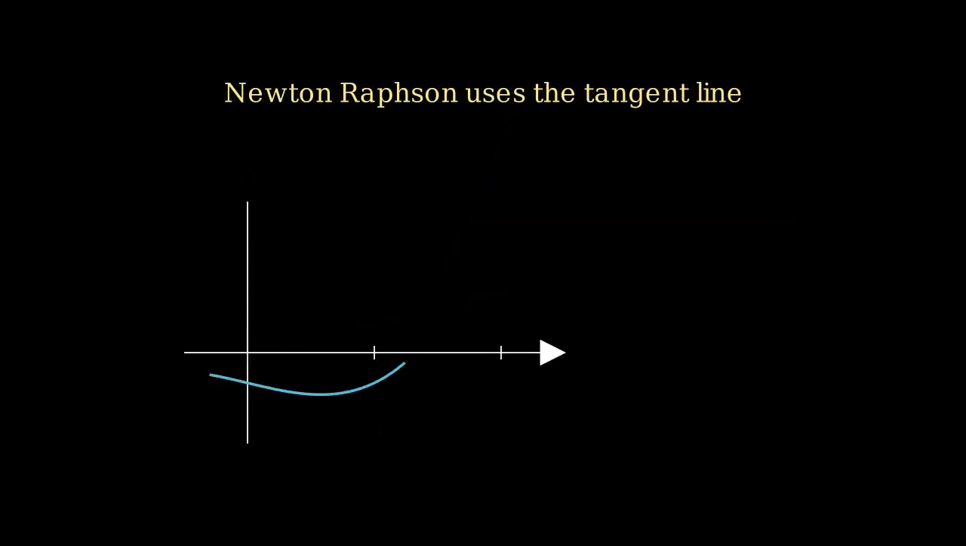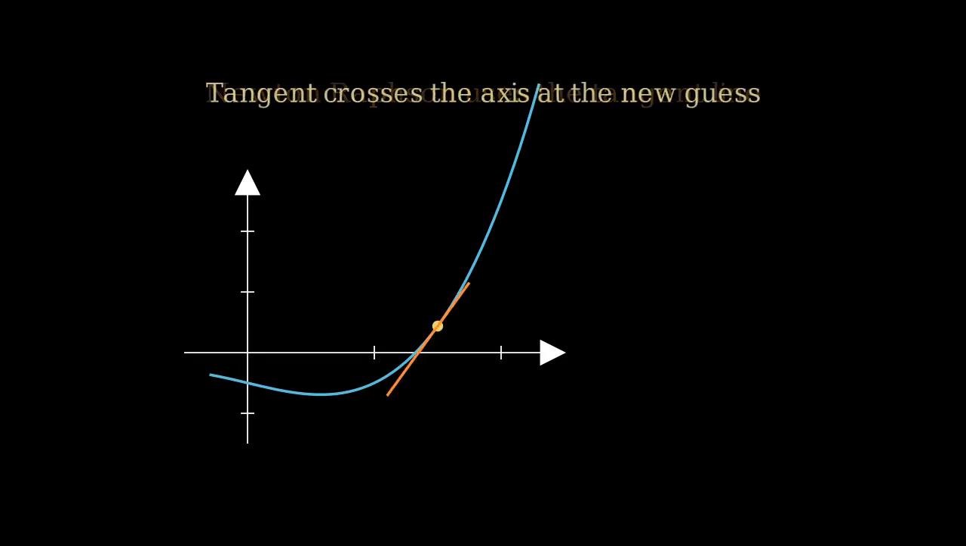Newton-Raphson converges fastest of all. Start with a guess and draw the tangent line to the curve at that point. Follow that tangent line down to where it crosses the x-axis. That crossing point becomes your new, much better guess.